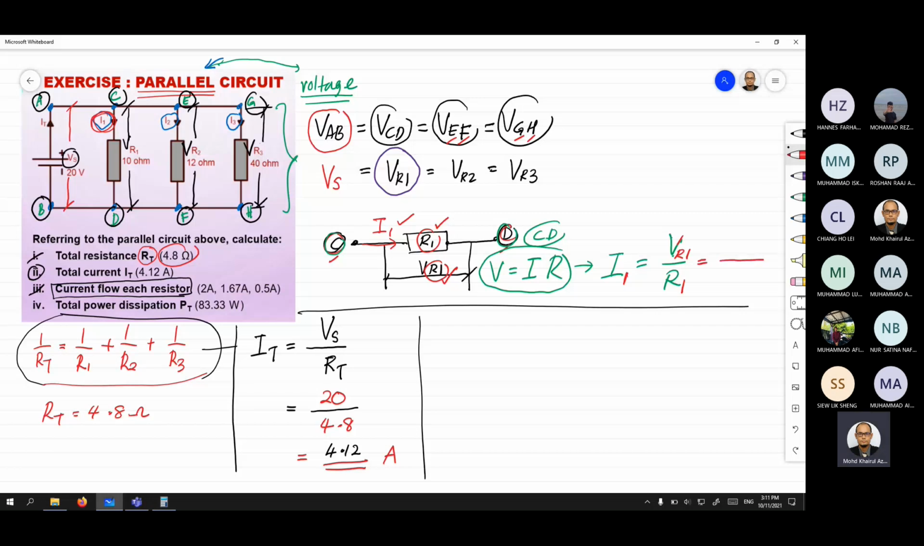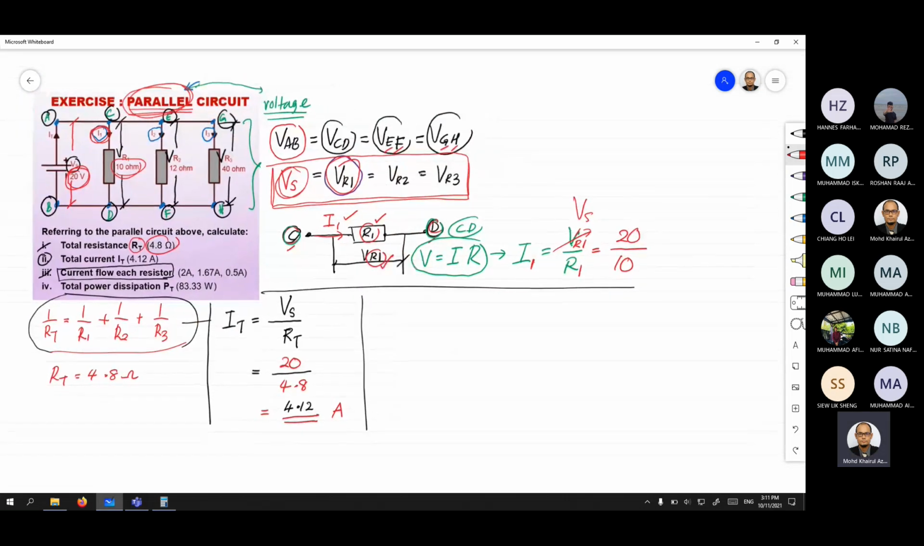Now, you sudah tulis benda ni based on parallel concept. So your VR1 is actually equal to V supply here. They're equal. So your V supply is 20 volt. Then your R1 is 10 ohm. Eventually, you will find the value of I1. So for this one, it is actually equal to 2 ampere. You understand me, guys?